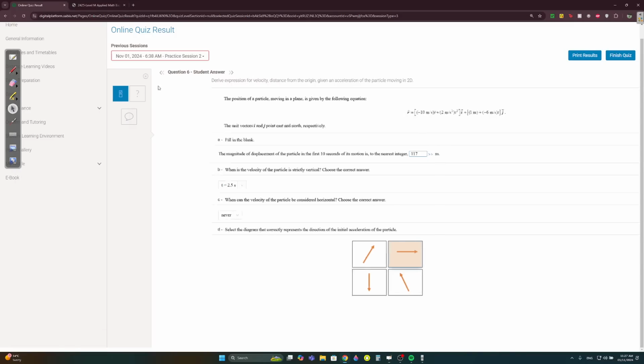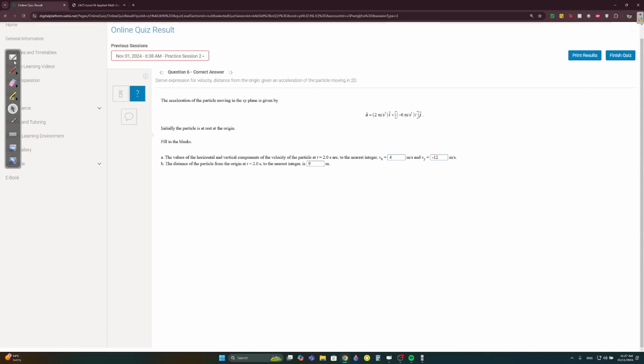Question 6. I'm going to try and finish this before 12. Acceleration is this. Initially, the particle is at rest at the origin. The values of the horizontal and vertical components of the velocity of the particle at t equals 2 seconds, to the nearest integer, are what? Do you have to use integration? Yeah, you have to use integration. This is the first time we ever do this in mechanics, but I guess now they could bring it because we did take integration in math.